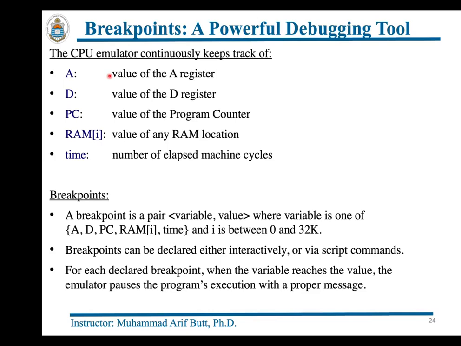You have already observed that our CPU emulator continuously keeps track of all the registers and RAM locations. Other than that, it allows us to apply breakpoints and watch points. A breakpoint actually stops the execution of a program when the execution reaches a specific line of code, while a watch point is set on a variable. And when during the execution of the program the value of the variable changes or matches a specific value, the program execution pauses.